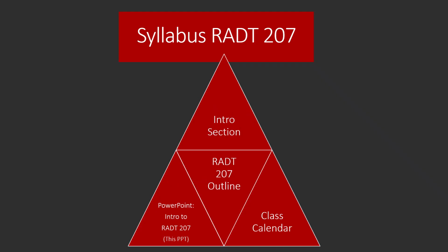The syllabus can be found on Brightspace in the RAD 207 course. In Module 1, you can find the intro section. In that section, you can find this PowerPoint, the RAD 207 outline with all topics and guest instructors, an outline of tests and quizzes, as well as a calendar.